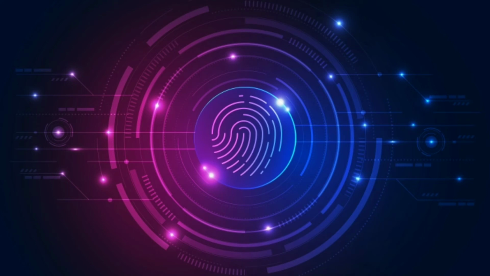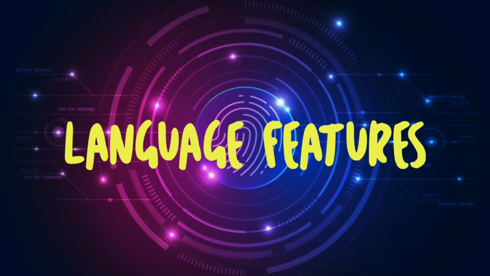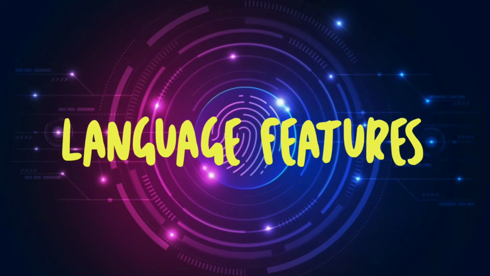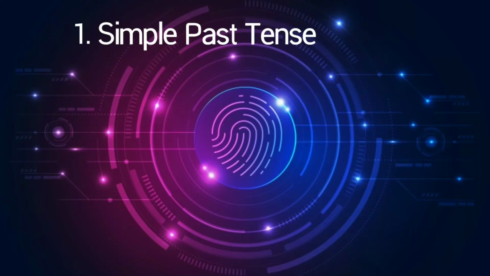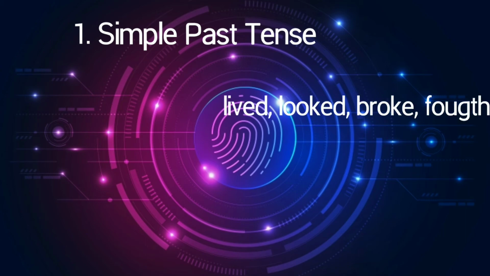Now, let's move to the language features that are used in narrative text. The first one is simple past tense. For example, lived, then looked, broke, found. We can find all of the verbs in the sentences of those narrative texts.